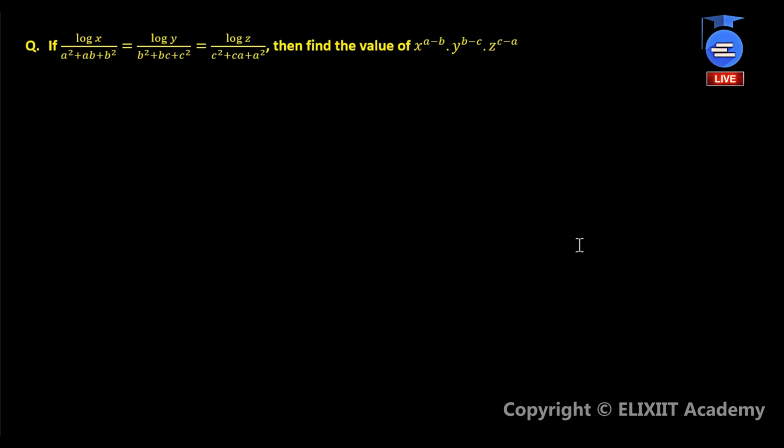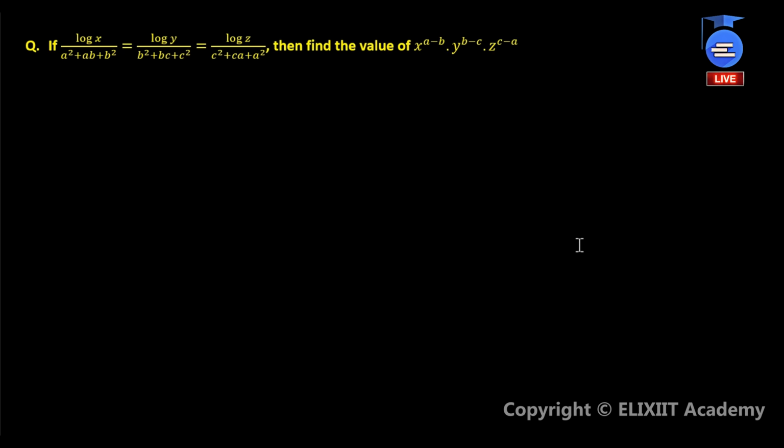We have log x divided by a square plus ab plus b square. You're asked to find x to the power a minus b, y to the power b minus c, and z to the power c minus a. So overall, you have to eliminate log x, log y, and log z in order to find this. I think this is a question of your 10 plus 2, most probably. A small trick is there. If you understand the trick, then this question will be solved easily.